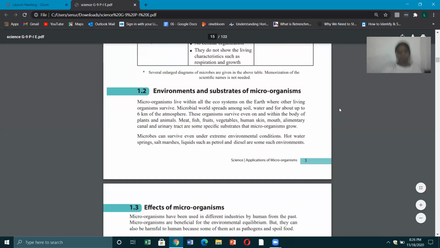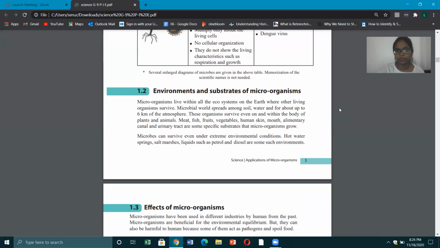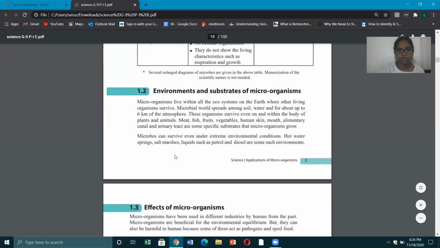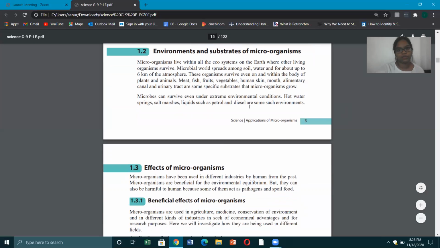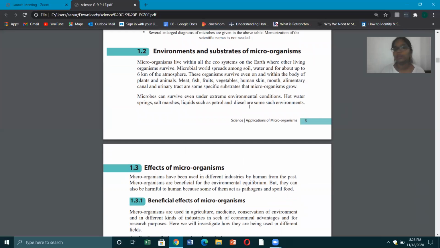The next one is environments and substrates of microorganisms. Microorganisms live within all the ecosystems on the earth where other living organisms survive. That is what I told you. Wherever someone could survive, microorganisms can too. There are no hard and fast rules or features they want the environment to have, because they can literally live anywhere.